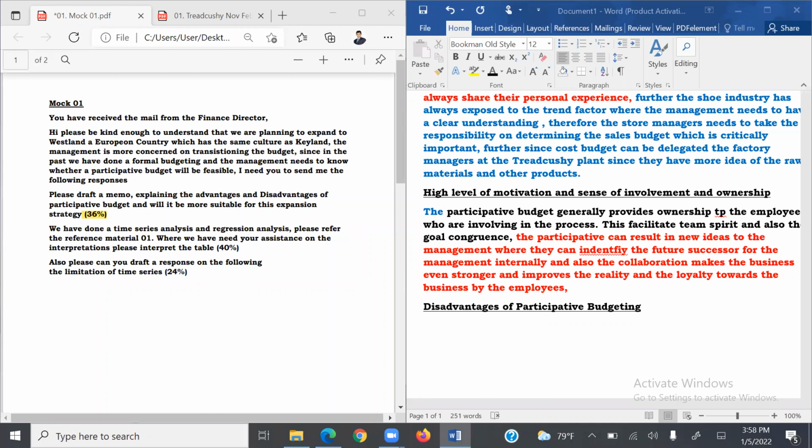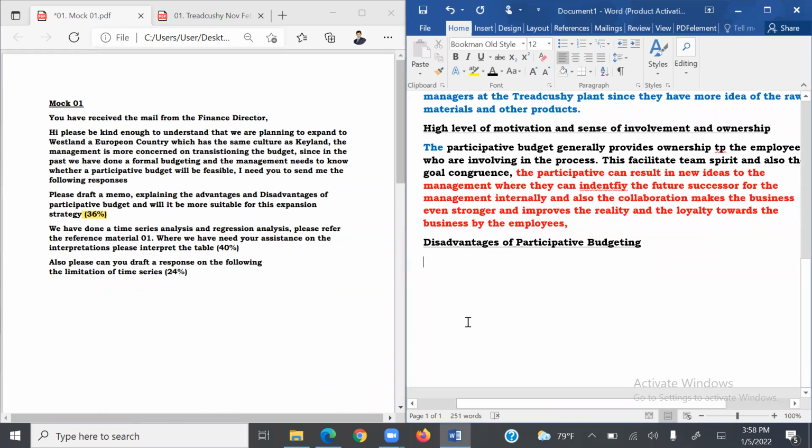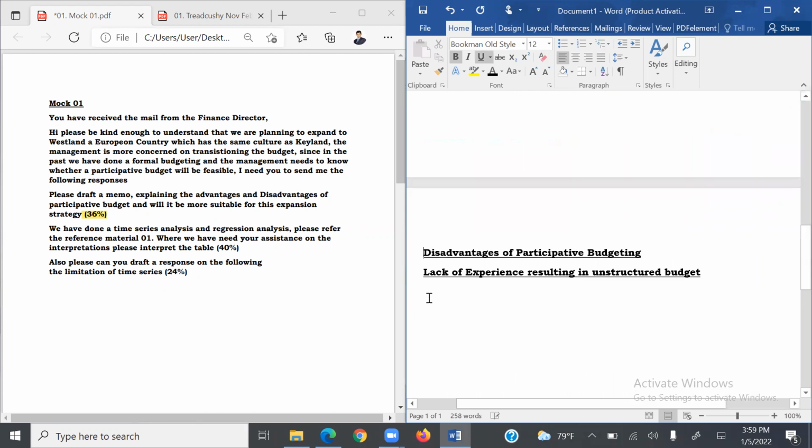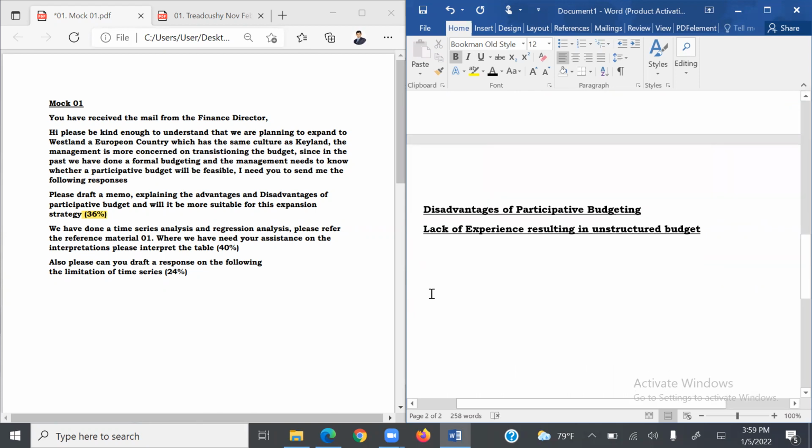So students, if you do not mind, shall we start writing down here? Yes, we can start writing down here. It's not a difficult thing. So I will write down here. The first thing I can generally say, lack of experience resulting in unstructured budget. Students, get this understanding as much as possible. What you told was 100% correct. It's not wrong. So let's start writing the point of view here.